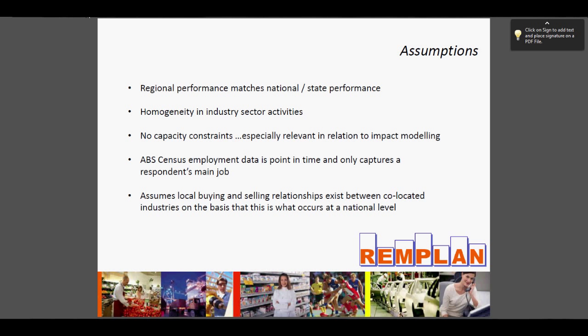And the other thing is, just as the ABS industry data is homogeneous in that it only captures one activity, it's also true of all of the employment data that it only picks up a person's main job.